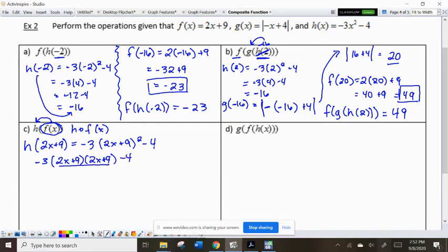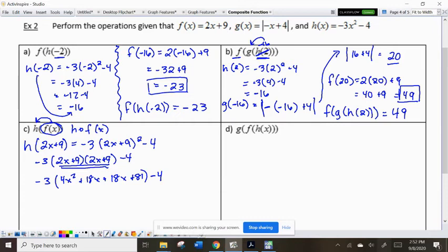So remember here we have to FOIL, first, outer, inner, last, or make a box to multiply that. 2x times 2x is 4x squared. 2x times 9 is 18x. 2x times 9, another 18x, and 9 times 9 is 81. And then we're going to subtract 4 at the end.